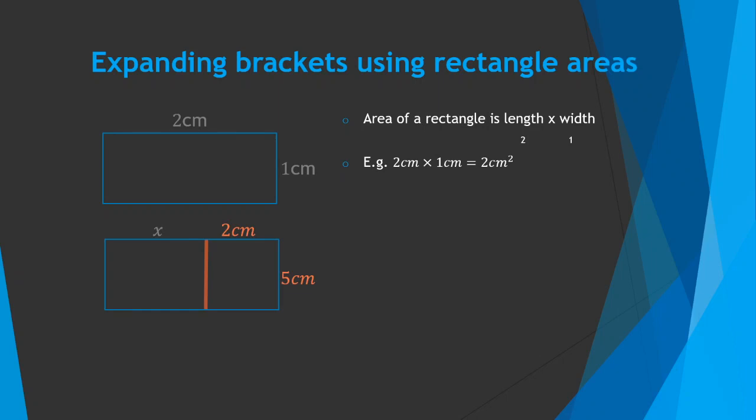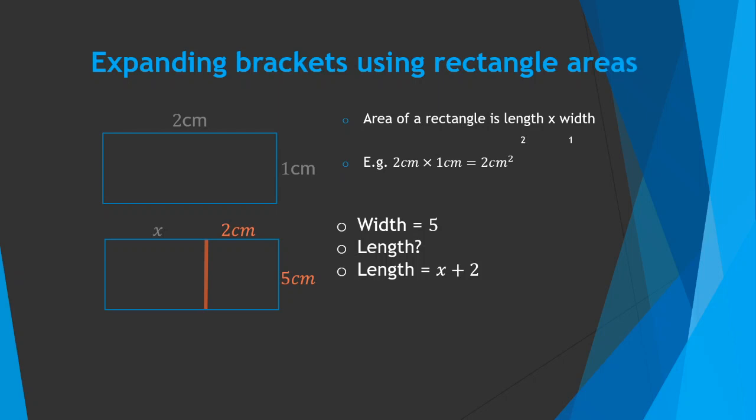But what happens if we had a rectangle that looked like this? We knew that the width is 5 centimeters, and we know that the length has got a number 2 in there, it's got a letter x in there, but we don't know what the whole length is. So we don't know what x is, but we do know that the length is 2 plus whatever x is, or we can just say x plus 2.